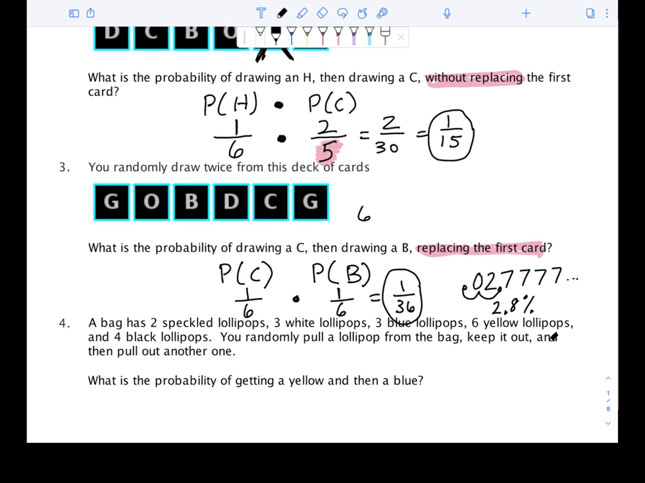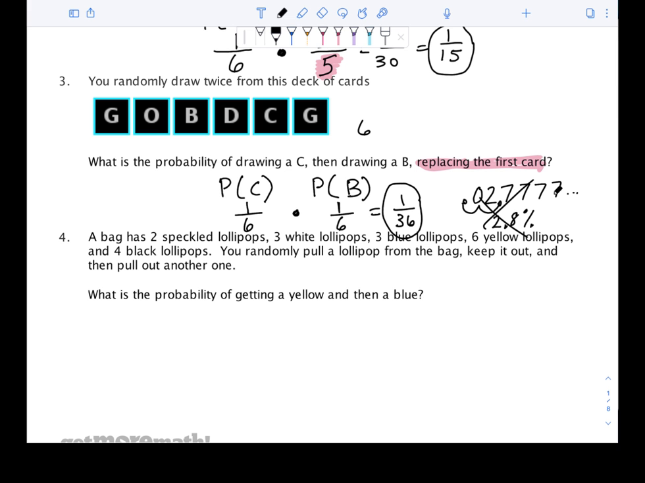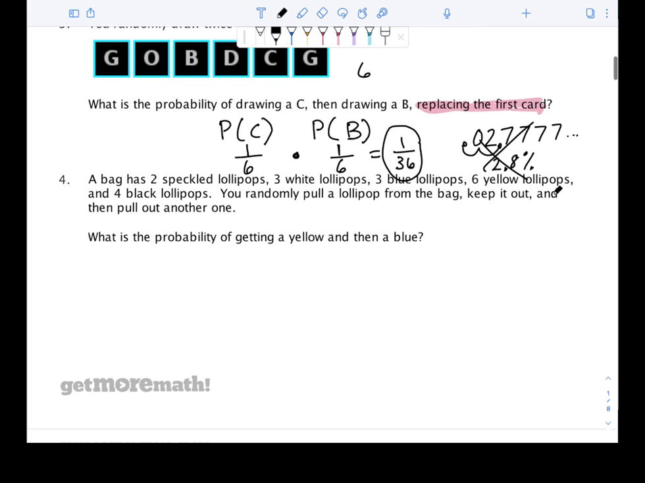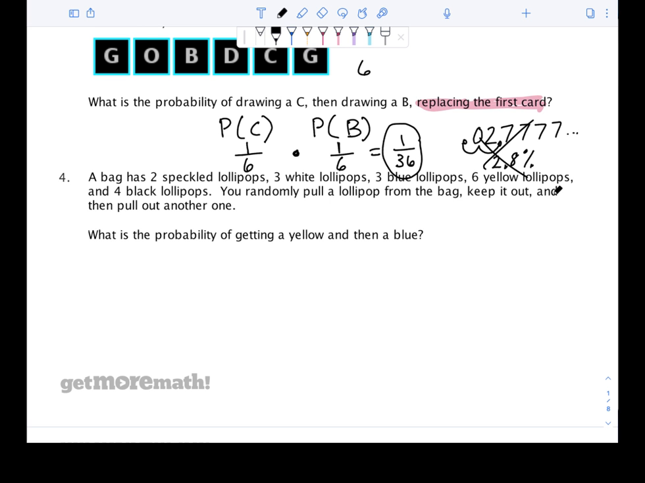Okay, so let's go ahead and keep moving on. That part is not necessary. You probably will be just doing the fractions. Okay, so we have one of these here. A bag has 2 speckled lollipops, 3 white lollipops, 3 blue lollipops, 6 yellow lollipops, and 4 black lollipops. You randomly pull a lollipop from the bag. Keep it out.